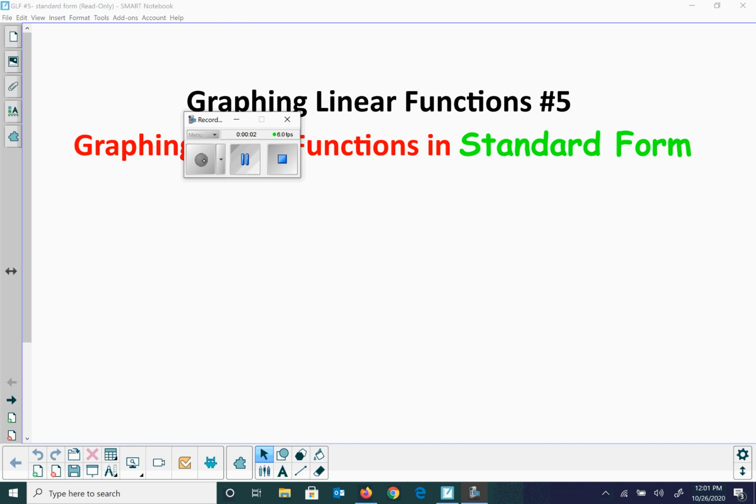Hi everybody, this is graphing linear functions number 5. We're going to start graphing with standard form. So let's talk about what that means.